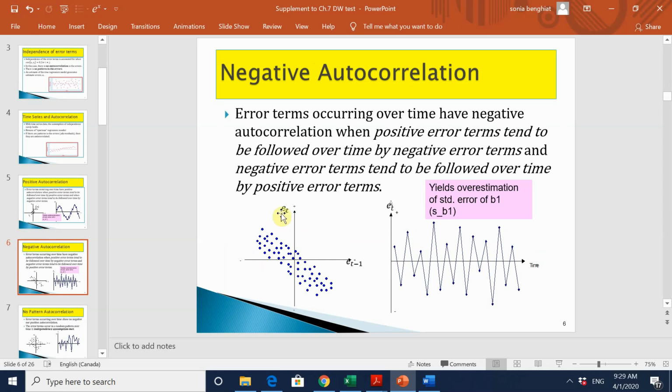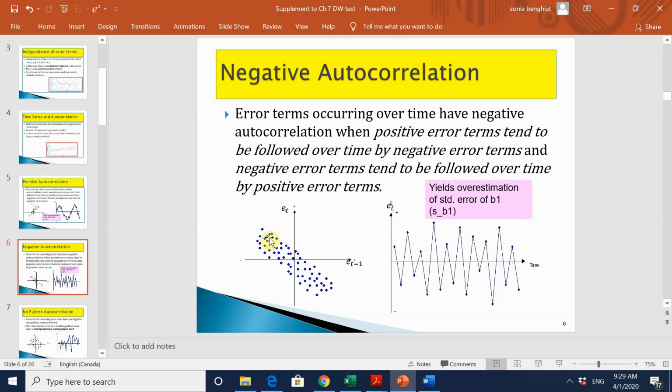We see that we have positive error terms followed over time by negative error terms. So we have this effect of a jagged pattern over time for error terms, right? And the corresponding scatter plot of E of t minus 1 versus E of t gives us this type of shape over here, this overall shape.